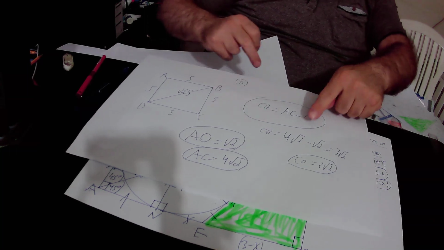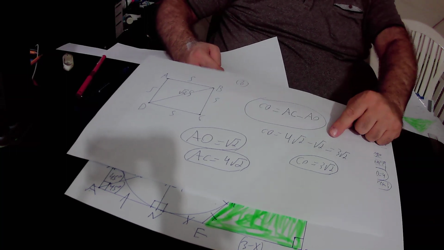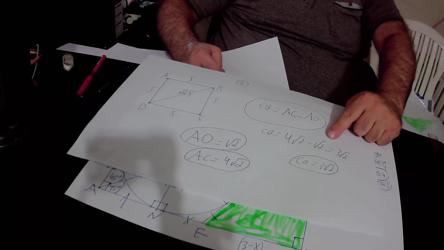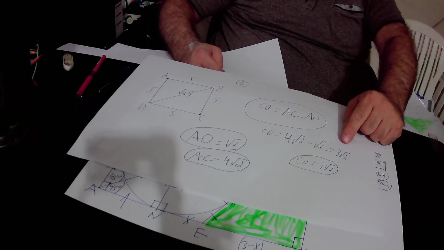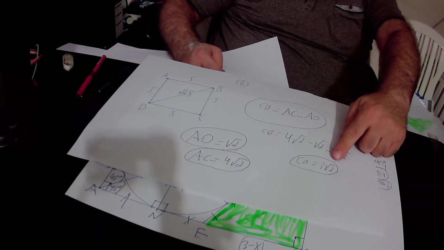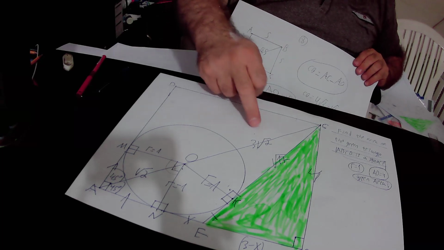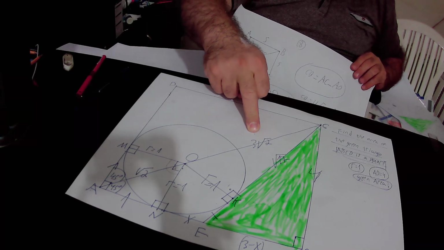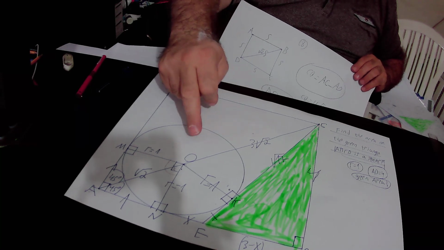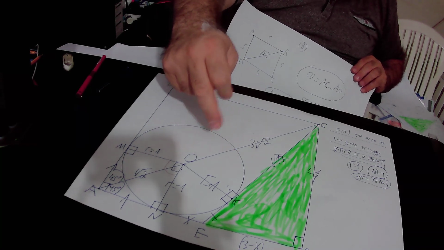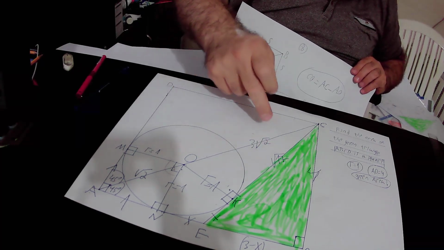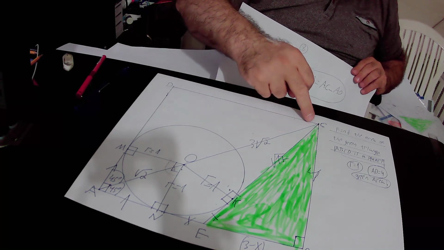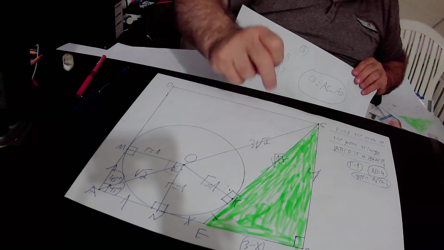So CO equals AC, that is 4 times square root of 2 units, minus AO, that is square root of 2 units, that is to say 4 times square root of 2 units minus square root of 2 units equals 3 times square root of 2 units. So we found out that CO equals 3 times square root of 2 units. And we already know that OK is the radius of this circle, that is to say it equals 1 unit. So if we relate to this right triangle CKO, we can find the value of CK because it is the only missing variable.